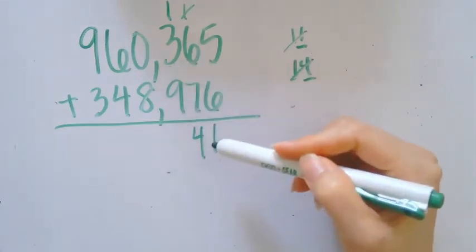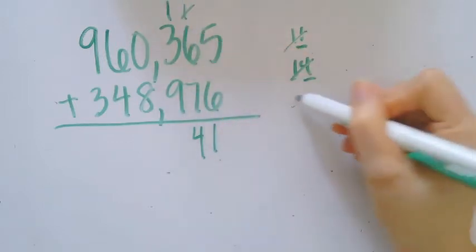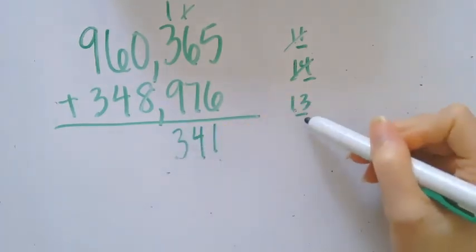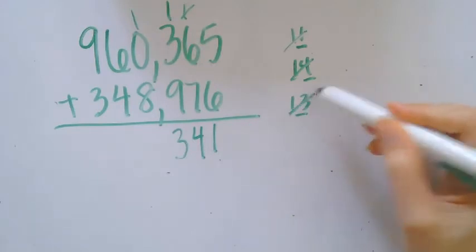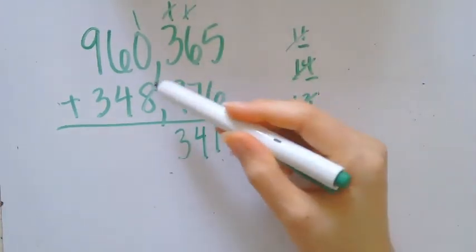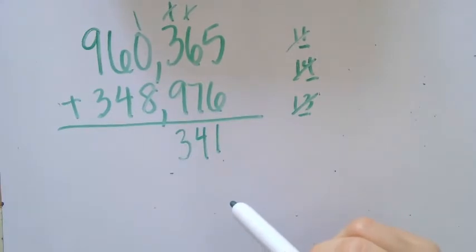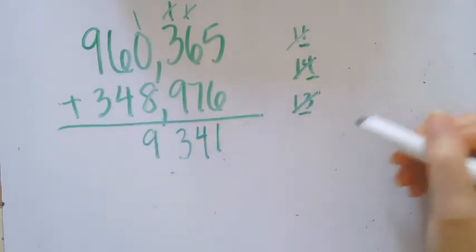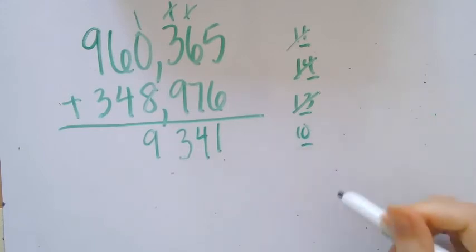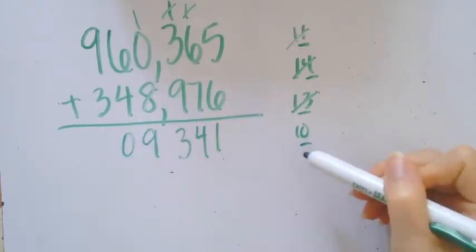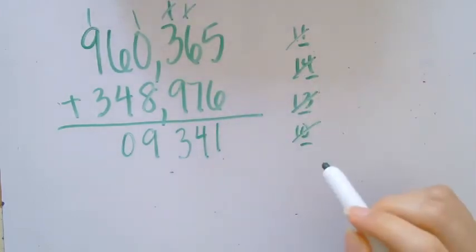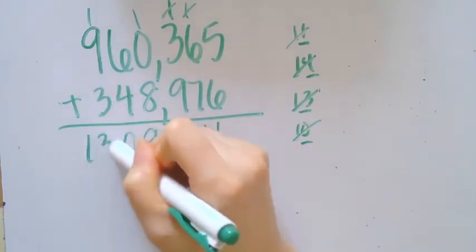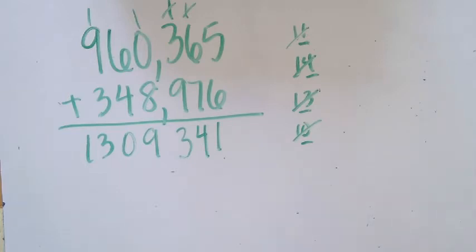3 plus 9 is 12. 12 plus 1 is 13. 3 on the bottom, 1 on top. 0 plus 8 is 8 plus 1 is 9. 6 plus 4 is 10. 0 on the bottom, 1 on top. 9 plus 3 is 12, plus 1 is 13. All right, a couple things that I do need to do.